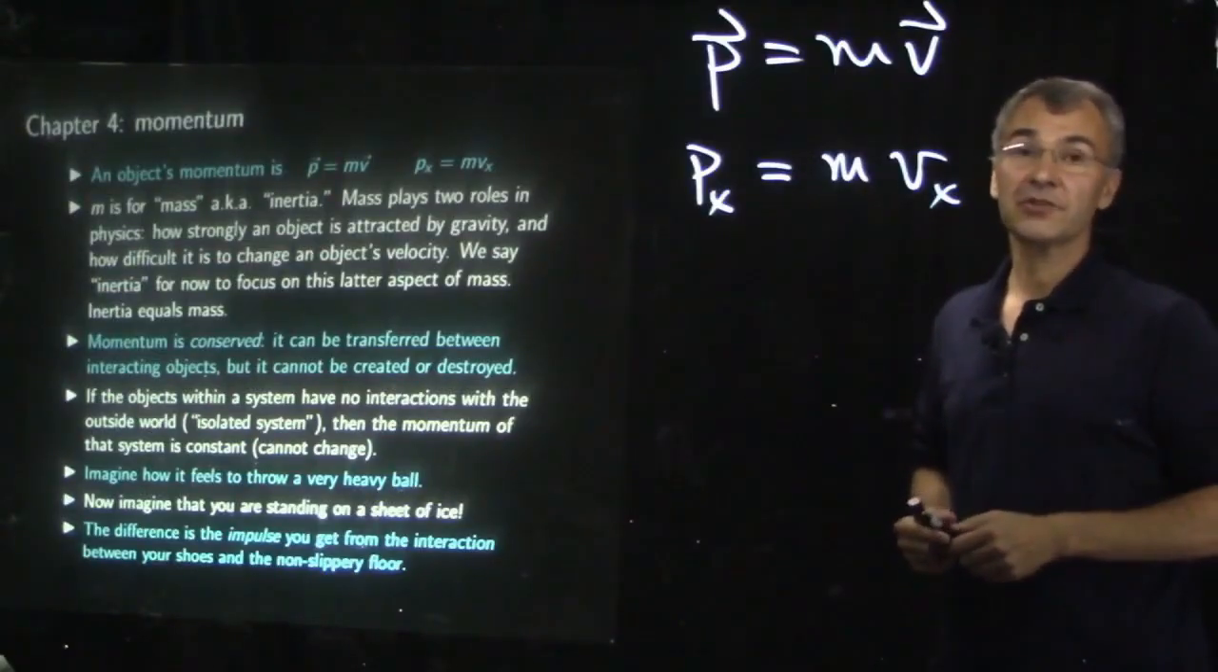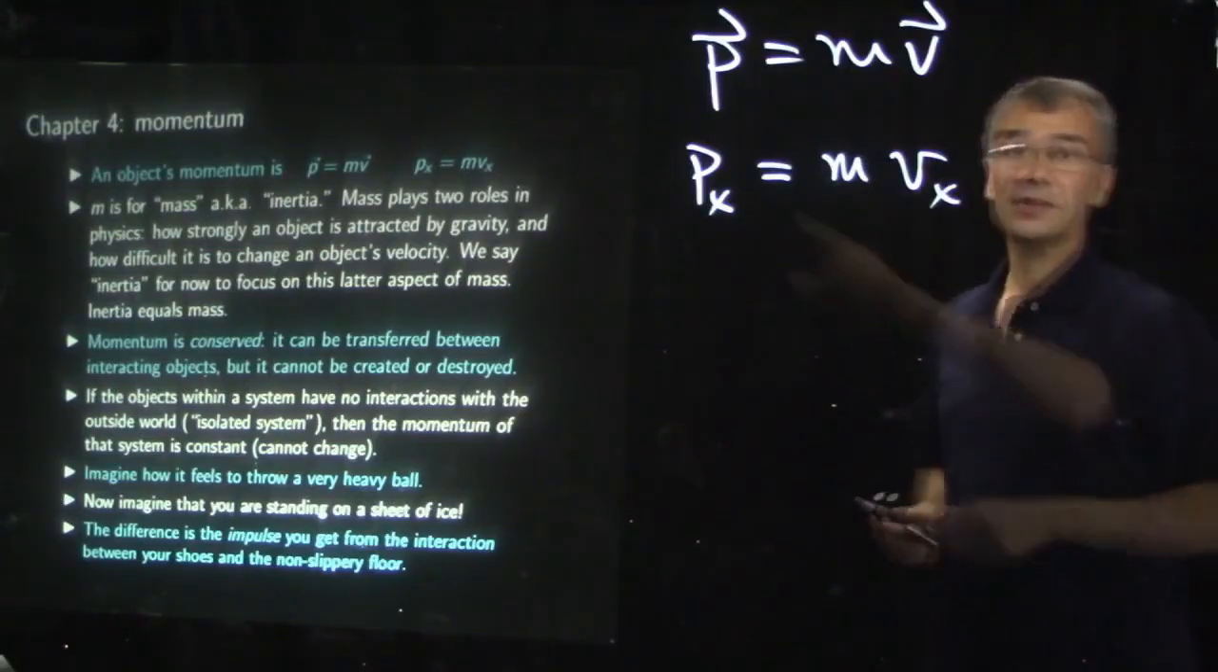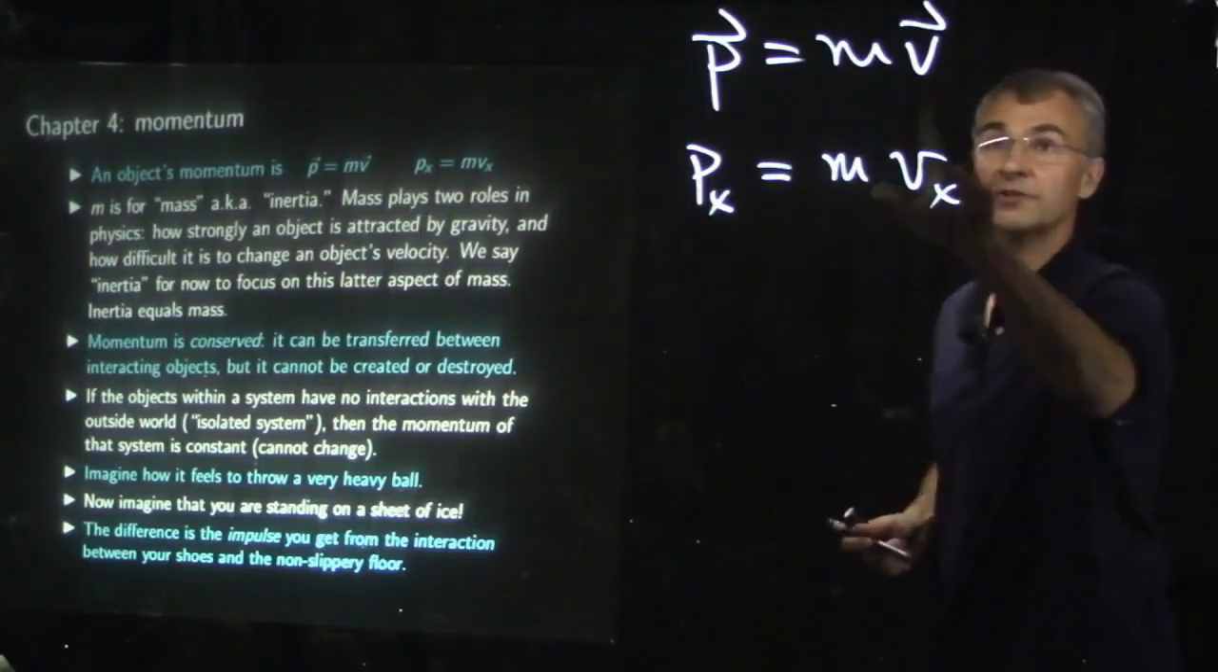Momentum is the product of mass m and velocity v. Velocity is a vector. Mass is a scalar. When you multiply a scalar by a vector, you get another vector. So the product of mass and velocity is a vector which we label p, the vector momentum. So momentum is mass times velocity. Momentum is a vector. Velocity is a vector.